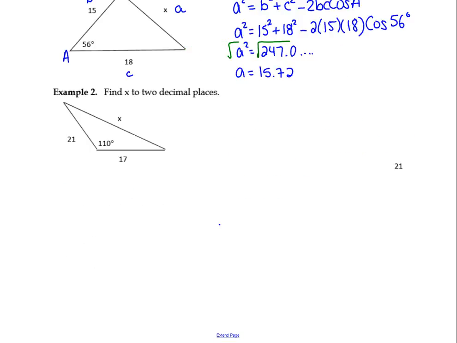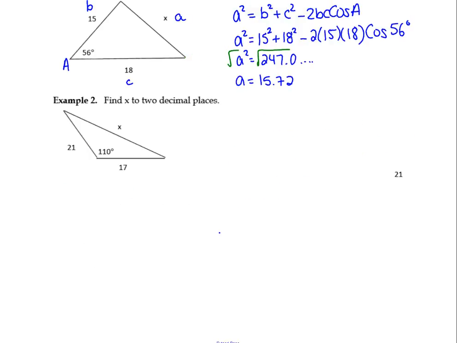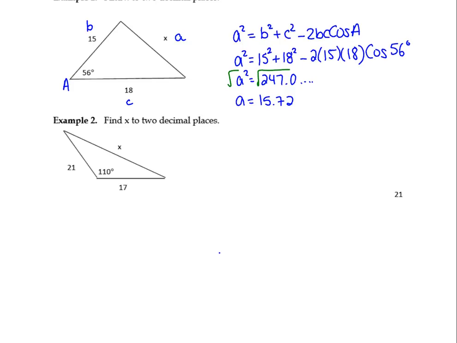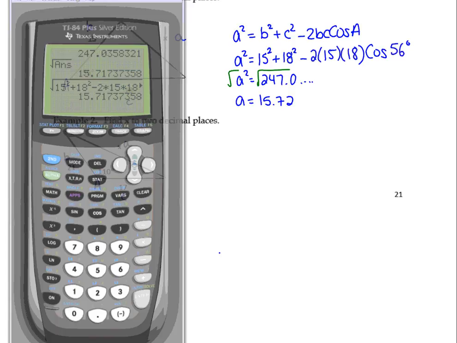Okay. So do you want to try this one? With that formula? Yeah? Okay, solve for x. We'll call that A. And the other two sides, B and C, it doesn't matter who. I'll just pause so you can work through.